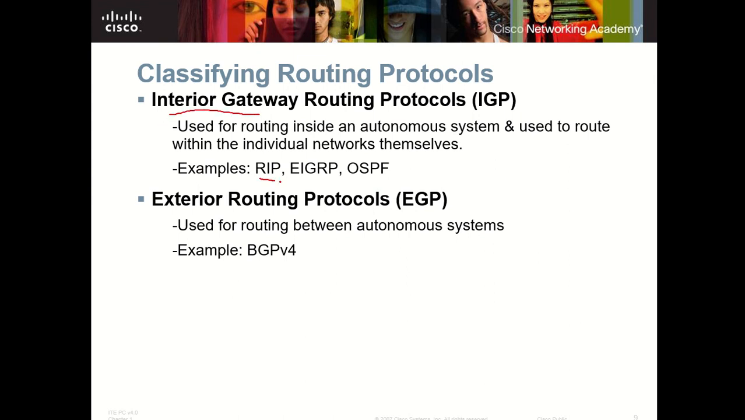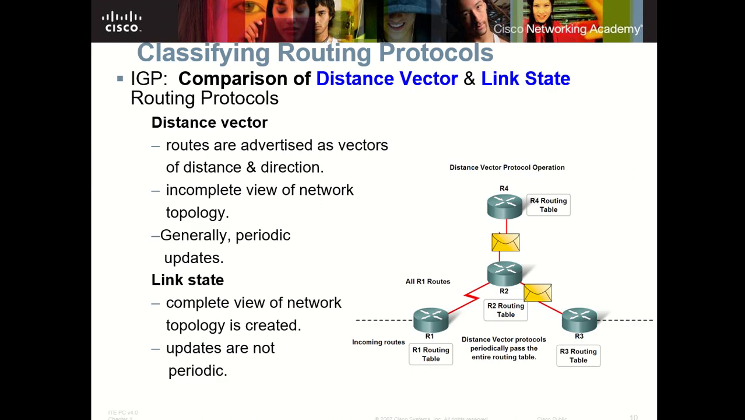We have RIP, that was wrong. It should be, right, Enhanced IGRP and OSPF. Again, the interior gateway protocol is used for routing inside an autonomous system and used to route within the individual networks themselves. While the exterior gateway protocol, there is only one type, is used for routing between autonomous systems.